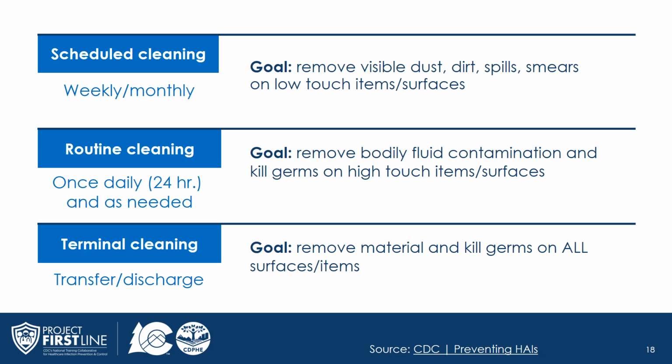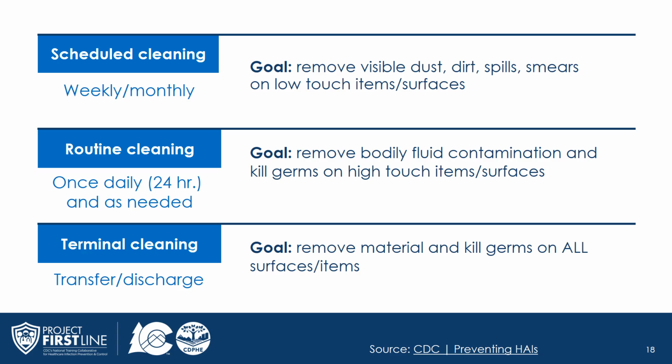The goal of a scheduled cleaning is to reduce visible dust, dirt, spills, and smears on low-touch items and surfaces. This is typically done weekly or monthly. Some examples of surfaces that require weekly cleaning include the insides of cupboards, vents, walls, and ceilings.